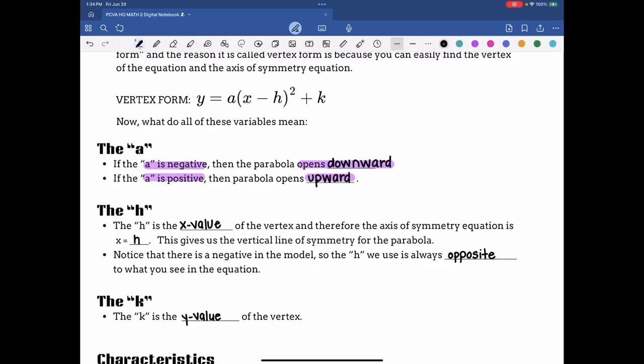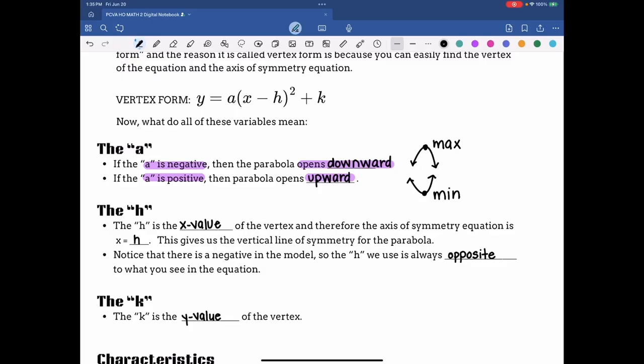So remember, if it opens downward, it goes like this, which means I have a maximum. If it opens upward, it goes like this, which means I have a minimum. So that's also going to be important because we can determine the vertex using this form. And if we know the vertex, that means we know the maximum and the minimum as well. So the H and the K represent the values of the vertex.